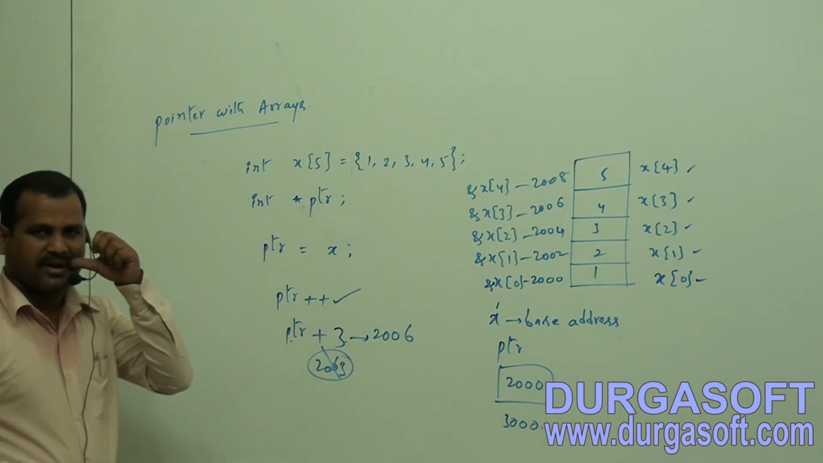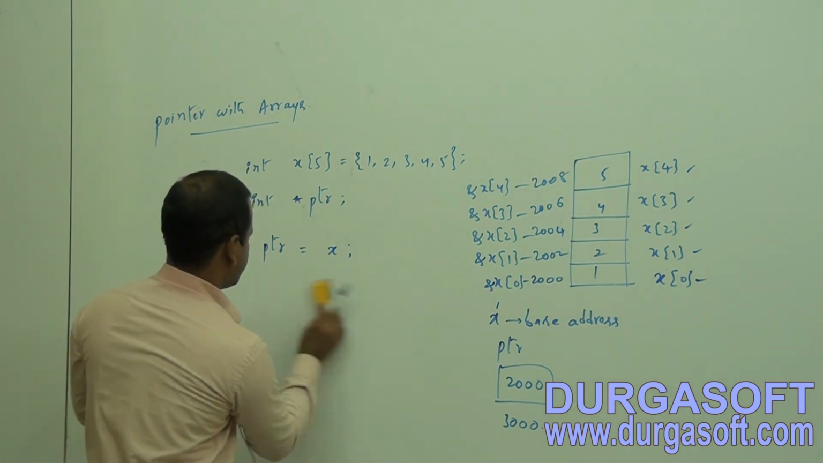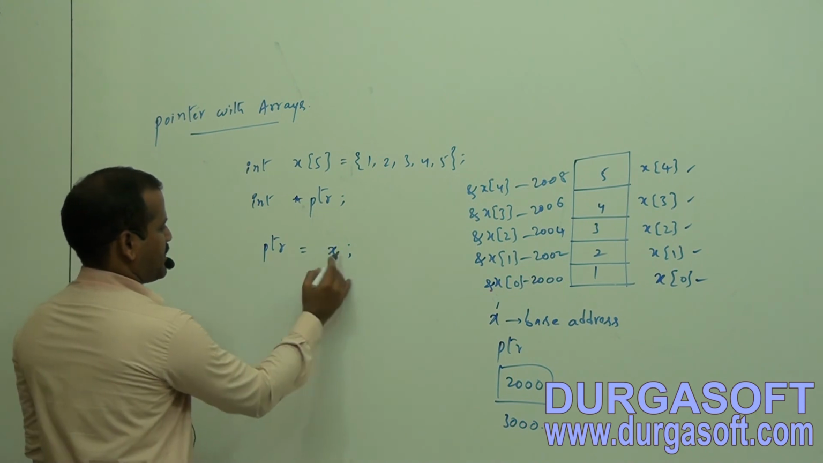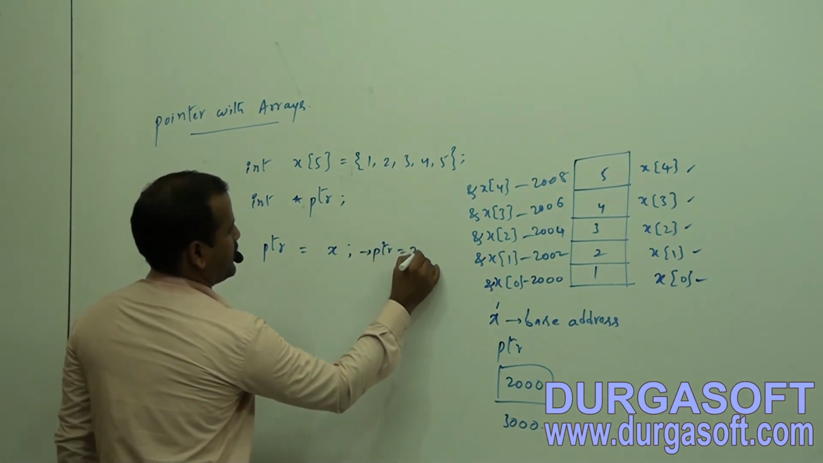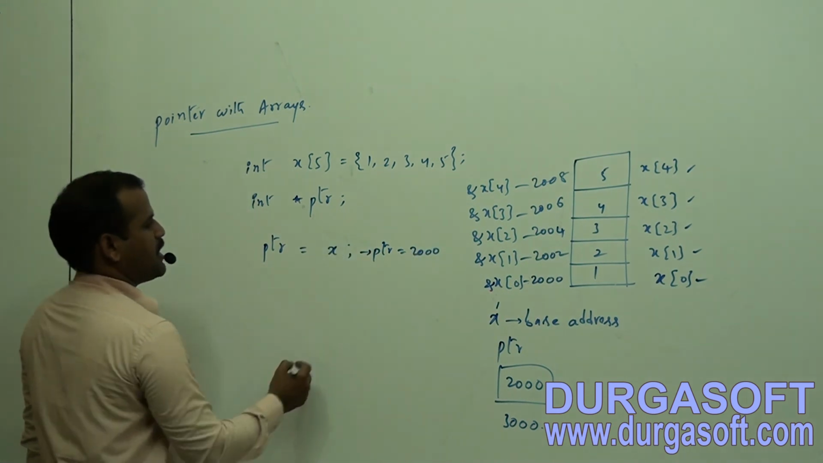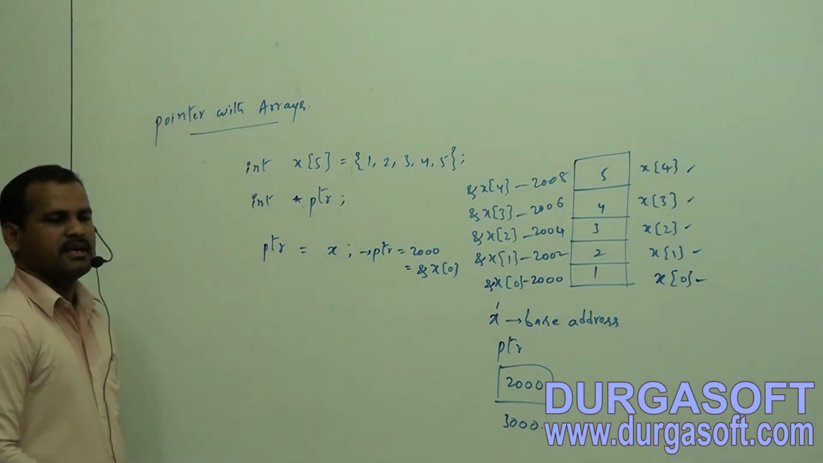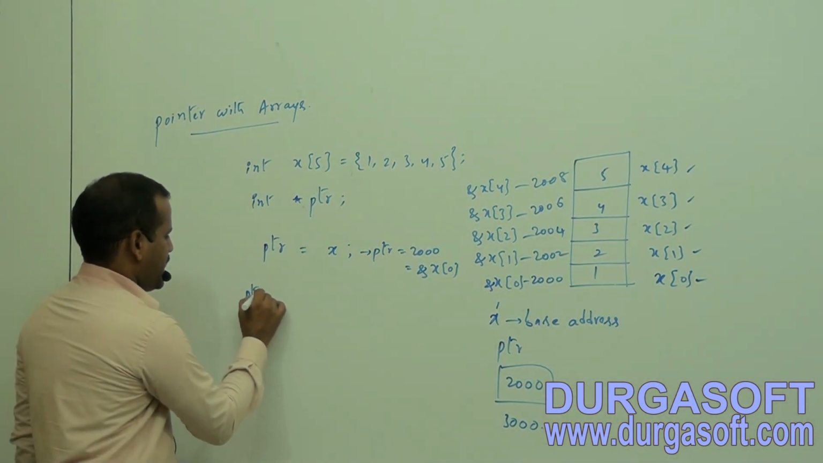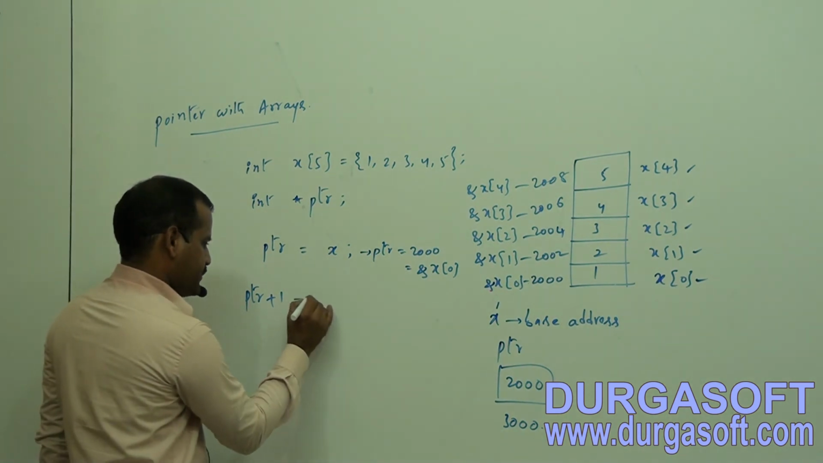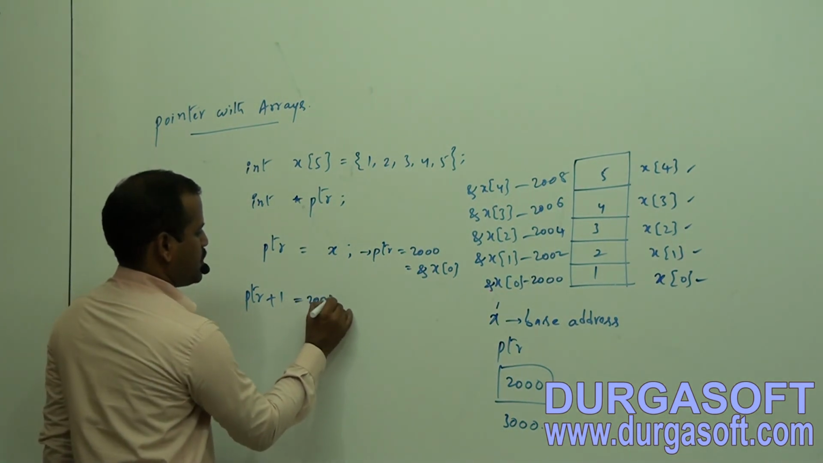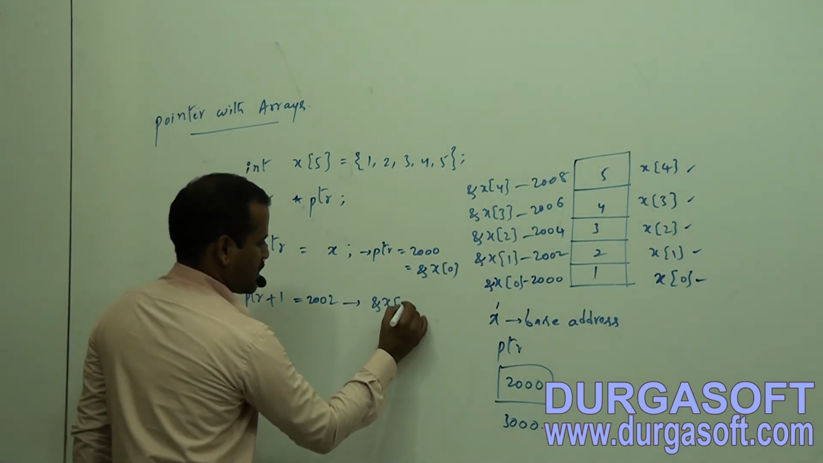That point we have to remember. For this address, PTR is equal to X means the PTR value is 2000, or it is having the address of X of 0 element. Now if we do PTR plus 1, then it is nothing but 2002. That indicates the address of X of 1.